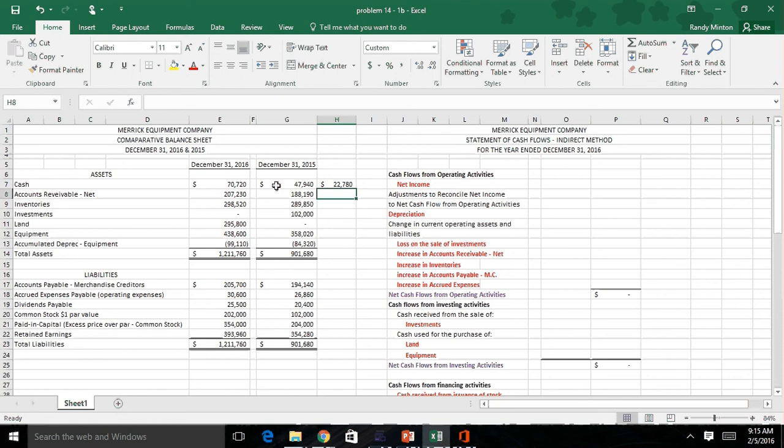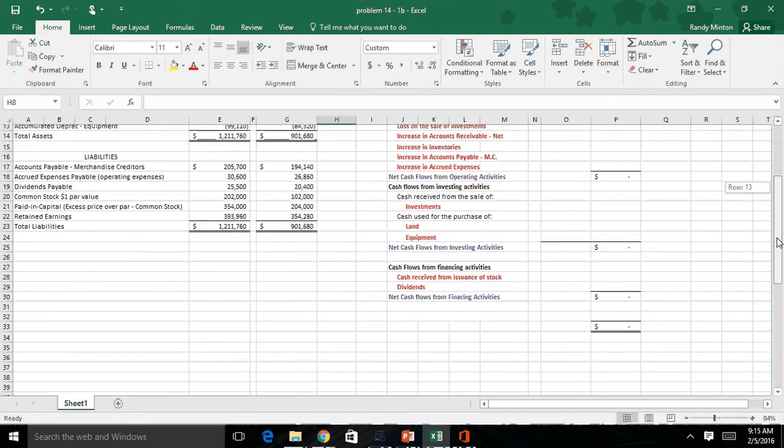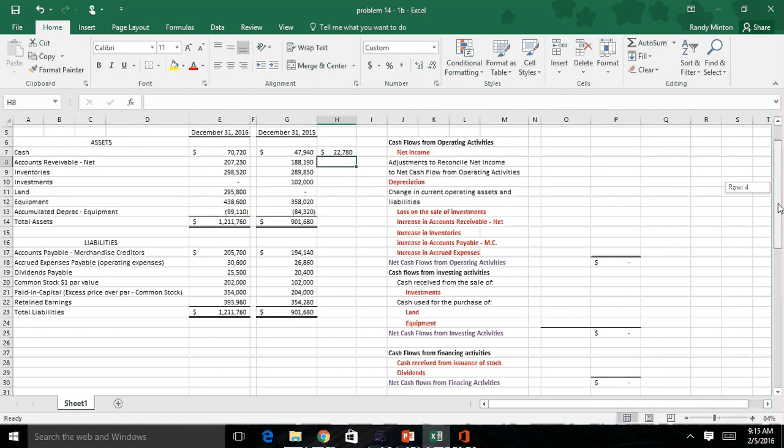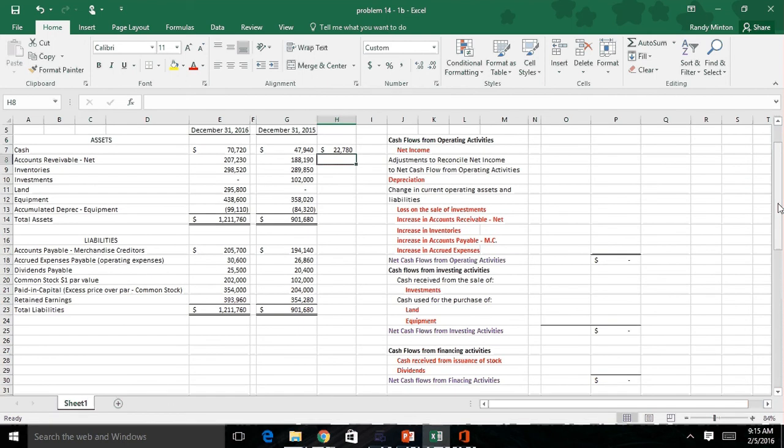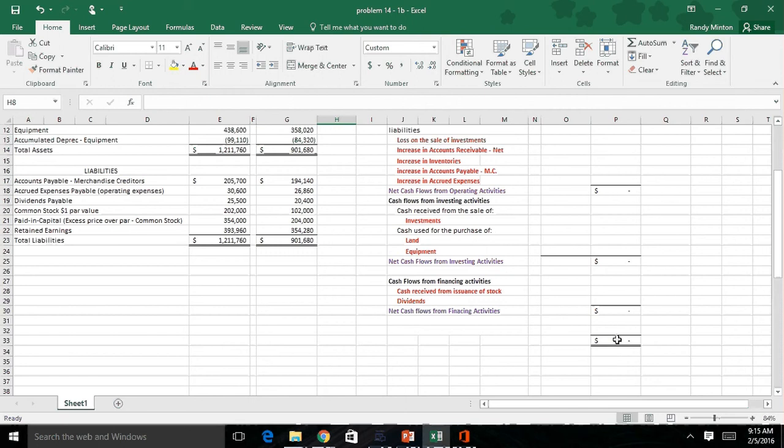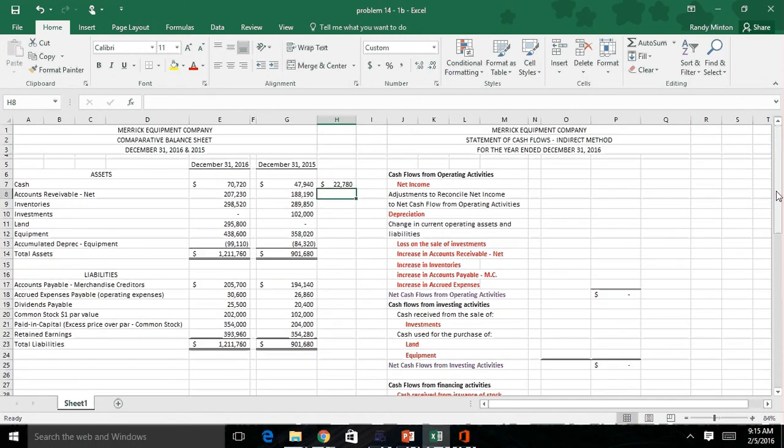The difference is $22,780. Now, if we had a higher number on this side, that is on the December the 31st, 2015 balance sheet, than we had on this side, then we would have a negative number there. So in this case, we generated positive cash flow in the amount of $22,780. And what we have to do then is come over here and fill out the form for cash flows, and we will then eventually get to, hopefully, down here at the very bottom, this should equal $22,780 if we do the work correctly.